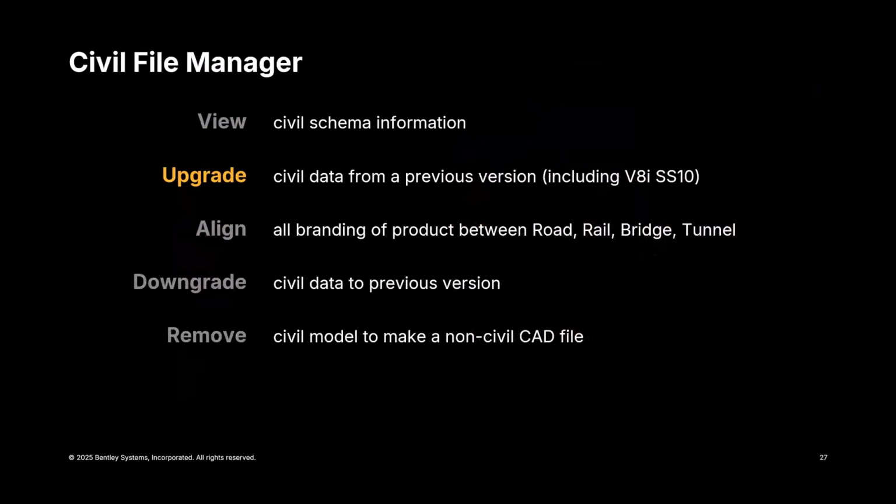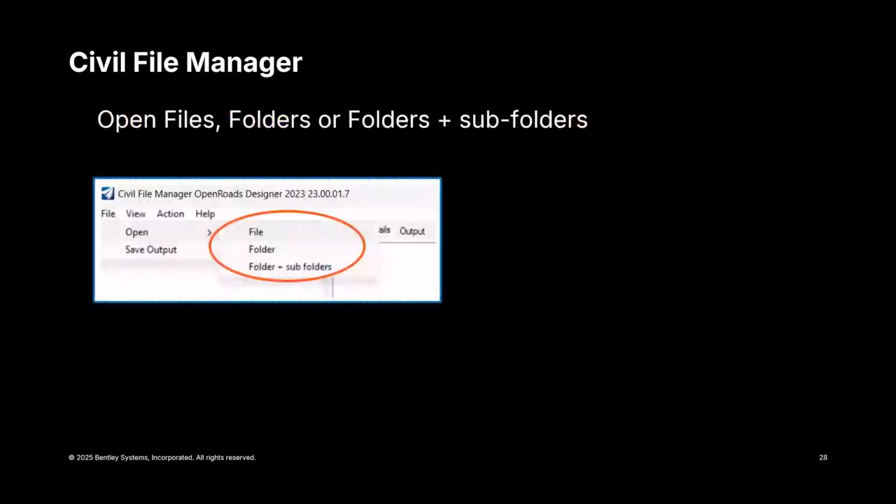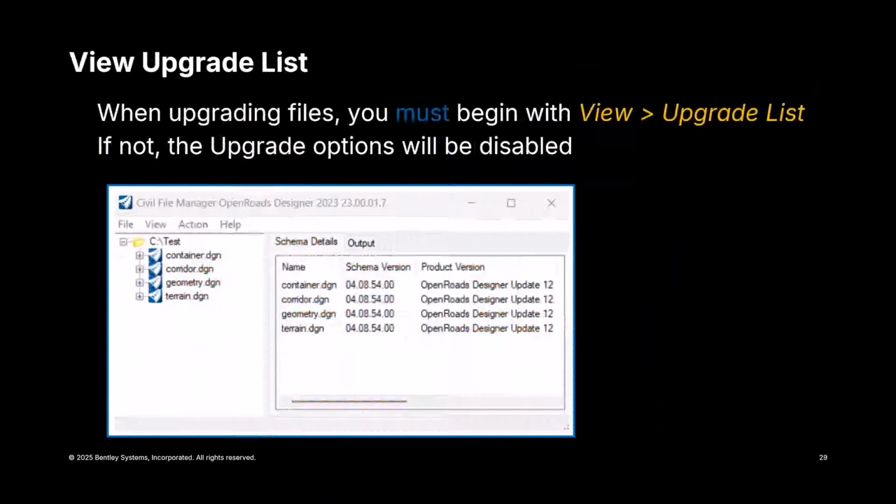If you do choose to use the Civil File Manager, a couple things to be aware of. First of all, it does allow you to load files, folders plus subfolders, similar to what you could do with the batch processing. Once you load those, though, you do have to run an additional action in here before you can do the upgrades. And that is you have to go into the action list and run what's called an upgrade list. That is then going to go through and process all the reference files and try to understand how things are related together, because that was very, very critical in updating the V8i data.